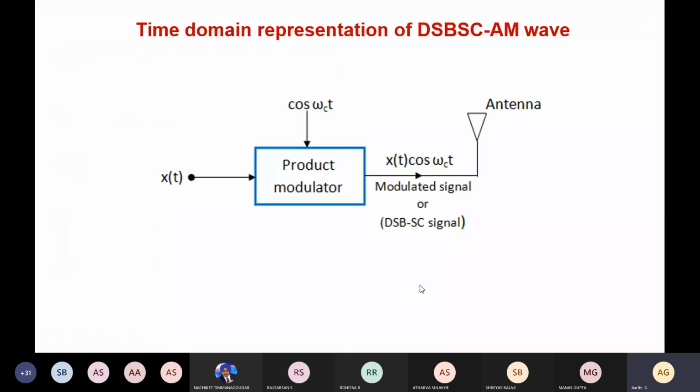This is the time domain representation of a DSBSC-AM wave. For generating an AM DSBSC waveform, we are going to use a product modulator. Here we have the two inputs. One is the message signal, x(t), and the other is the carrier signal, cos ωct. The product modulator will simply multiply these, and we have the modulated signal, or DSBSC signal, which is then transmitted via an antenna.